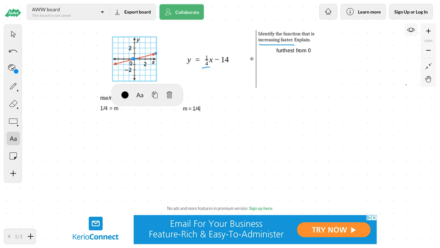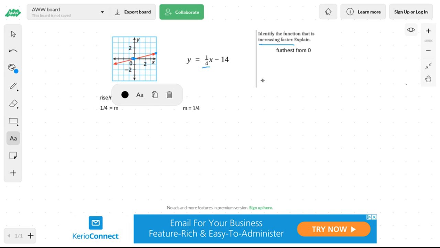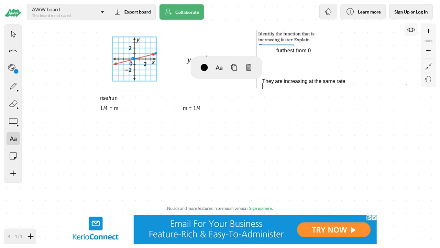So now I want to go answer this question. It says, which is increasing faster? Well, if they're the exact same, they're the same distance from zero. So I'm going to put they are increasing at the same rate. And it says to explain, so I'm going to add the word because, and I'm going to say their slopes are the same, meaning they're the same distance from zero.